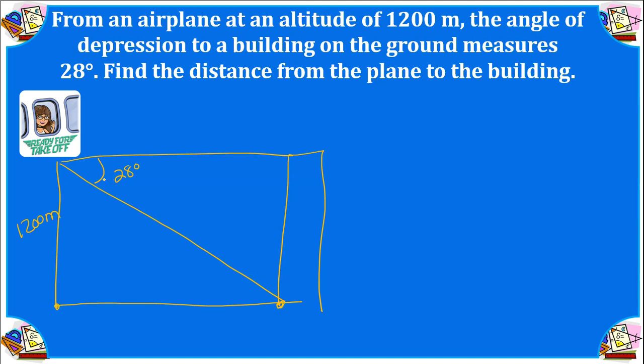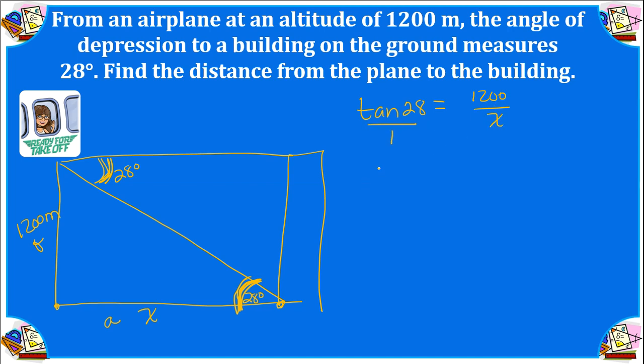So again, we can subtract 28 from 90 and use this as a reference point, or we can identify that this angle, 28, and this angle here are congruent because they're alternate interior. And so I'm just going to use this as our reference angle. And we're looking for x here. So we have opposite and adjacent. So that's going to be tangent. So the tangent of 28 is equal to 1,200 over x.